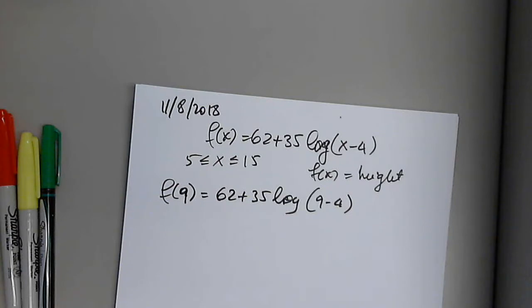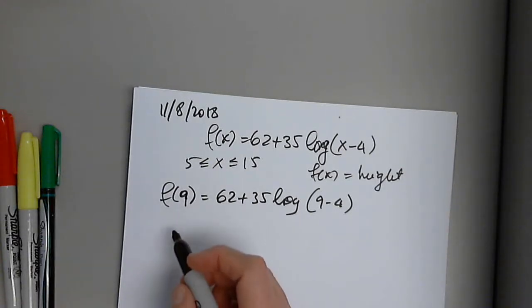We can't do this without the graphing calculator. So let's plug it in. I knew there was one more window that I didn't open. Sorry. Okay, so 62 plus 35 log in parentheses 5, close the parentheses, enter. So 86, and I'm assuming the height is given in inches or centimeters or.